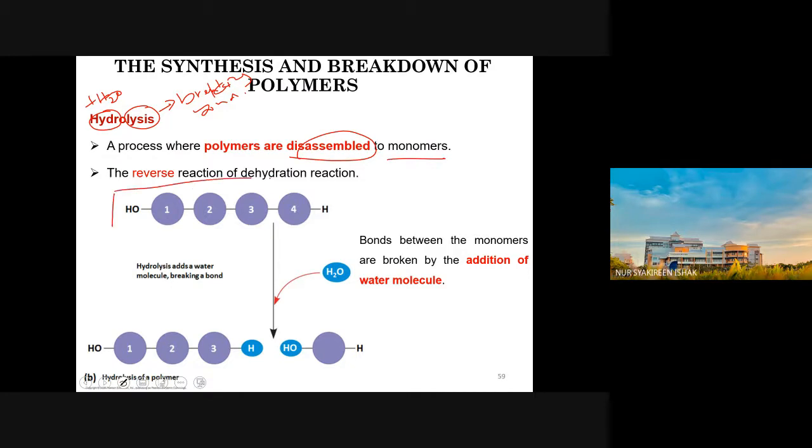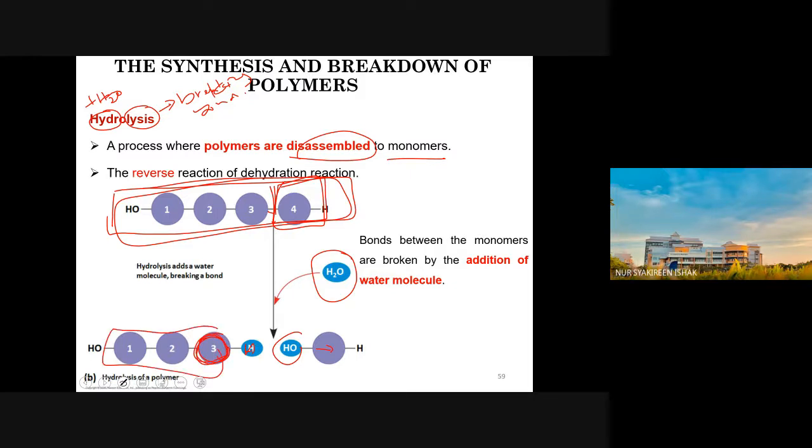So here you have the polymer. Okay, the polymer. So you want to release the fourth monomer here. Okay, the fourth monomer from the polymer. So in order to break this bond, okay, water molecule is required, where the water molecule will add OH to the monomer and hydrogen to the last monomer of the polymer here. Okay, so bonds between the monomers are broken by addition of water molecule. That's why the process we call it as hydrolysis, breaking bond using water molecule.